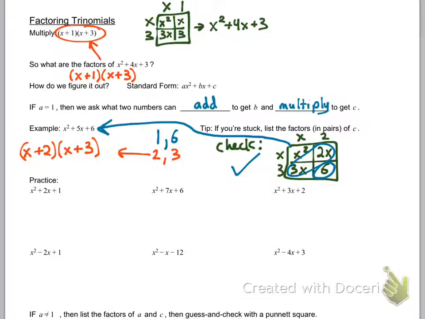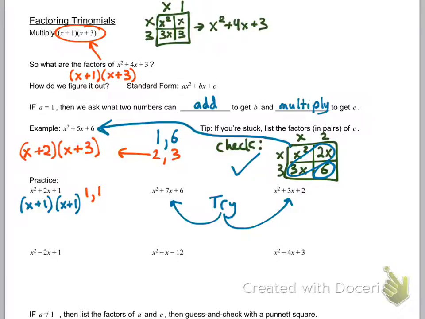Let's try a few more together. I want you to try listing the factors of c. Well, 1 is the number. The only factors of c are 1 and 1, so the answer has got to be x plus 1 and x plus 1, and you can double check that by multiplying that back out. I would like for you to try the next two on your own. So list the factors of c if you need help, and pick which ones will add to get you that middle number. And then write down the factors.